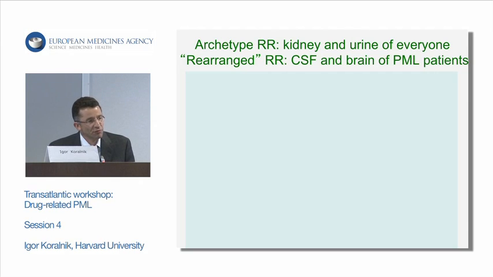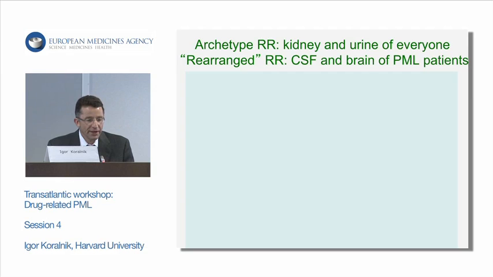is that archetype regulatory region is found in the kidney and the urine of everyone, regardless if you're healthy, HIV infected, with or without PML. You'll have archetype mainly in the kidney and urine, and the rearranged or tandem repeat forms are found predominantly in the spinal fluid and the brain of the patients who have already developed PML. And this is good if you like to see the reality in black and white.